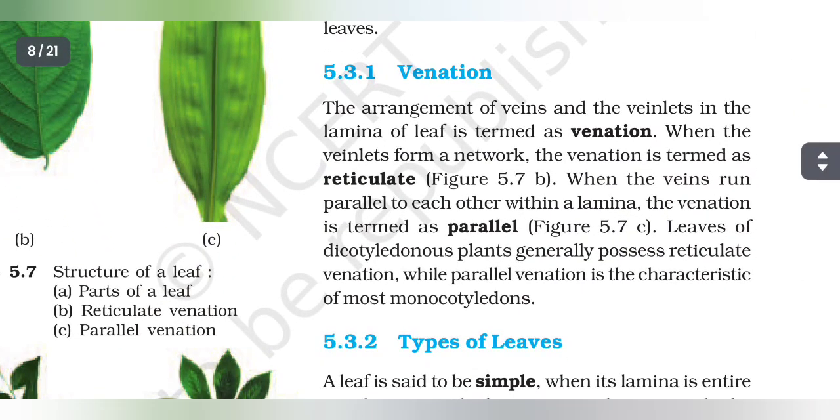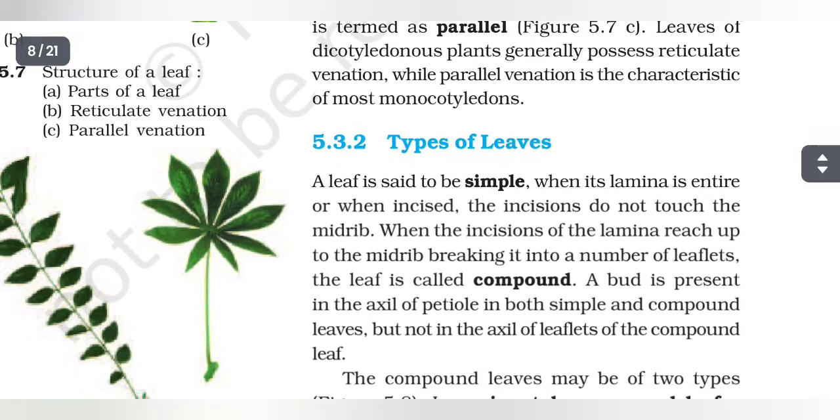Venation. The arrangement of veins and the veinlets in the lamina of a leaf is termed venation. When the veinlets form a network, the venation is termed reticulate. When the veins run parallel to each other within a lamina, the venation is termed parallel. Leaves of dicotyledonous plants generally possess reticulate venation, while parallel venation is the characteristic of most monocotyledons.